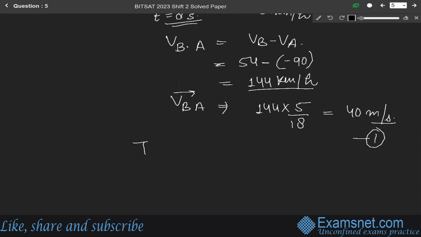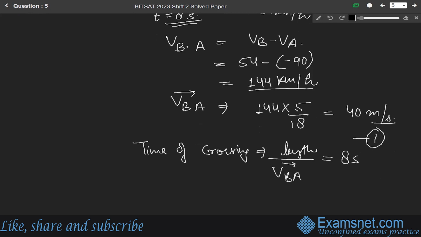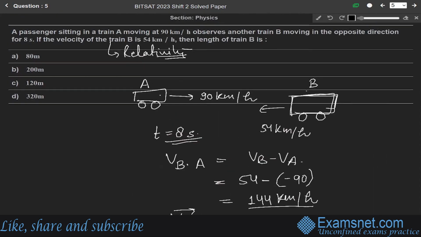Now the time of crossing. Time of crossing is given as 8 seconds according to the question. And time is what? Length of the train over relative velocity, meaning VBA. It is given as 8 seconds. So 8 will be equal to length over VBA, which is 40. So solving it, we get the length of the train as 8 into 40, that is 320 meter. This is our final answer. So among these four options, the length is 320 meter, which means option D is the correct answer.